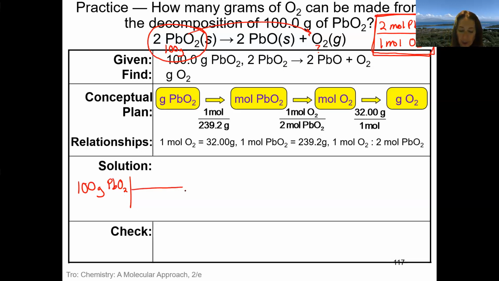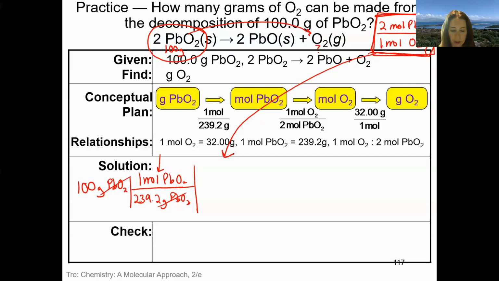I know how to go from grams to moles, right? Molar mass. We've done that. I'll give you the molar mass now. So there's 239.2 grams of PbO2 in 1 mole of PbO2. Aha, look, moles of PbO2. I can use my mole ratio now, right? The whole goal, get to the mole ratio. What's going to go on the bottom? PbO2. Why? Because I want to get rid of the unit.